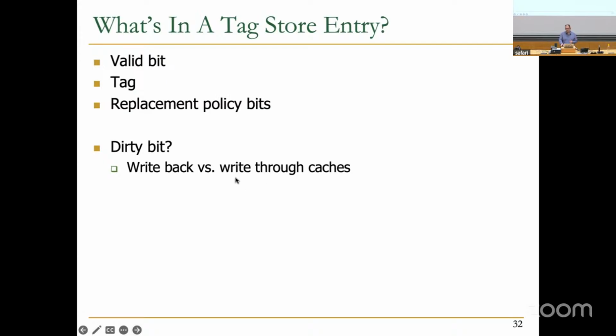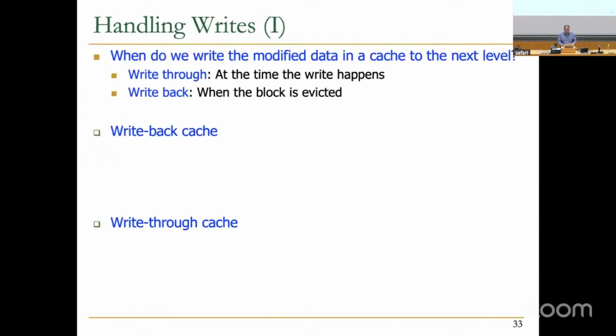Meaning that if you have a dirty bit, you can specify that this cache block has already been written to, meaning that I changed the content of that cache block. So you can have a bit to show that. Or you might not have that bit, and then you need different techniques to handle writes, which we're going to see now. So this is important for handling writes.